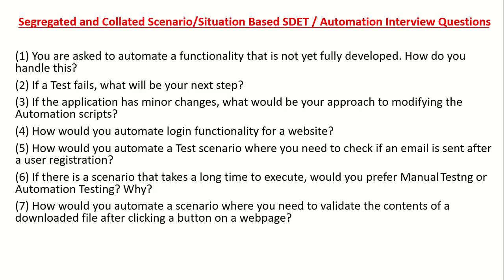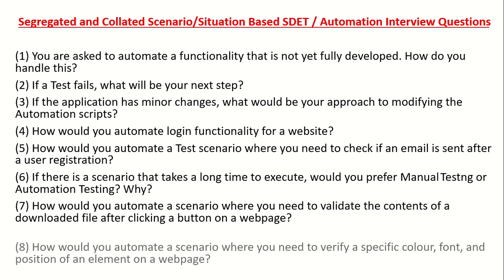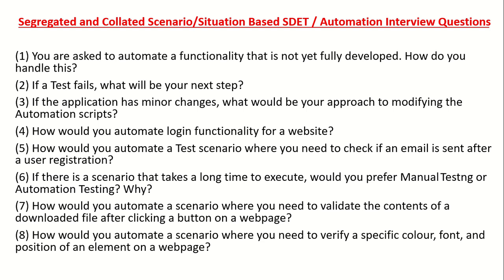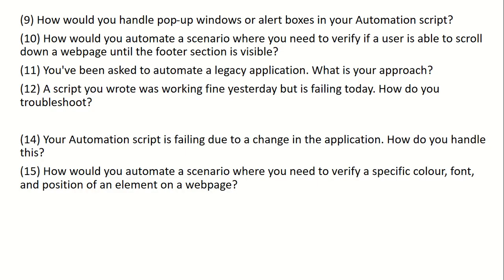How would you automate a scenario where you need to validate the contents of the downloaded file after clicking on a button on a web page? How would you automate a scenario where you need to validate a specific color, font size, and position of the element on a web page? And then the ninth question comes: how would you handle the pop-up windows or alert boxes in your automation script?